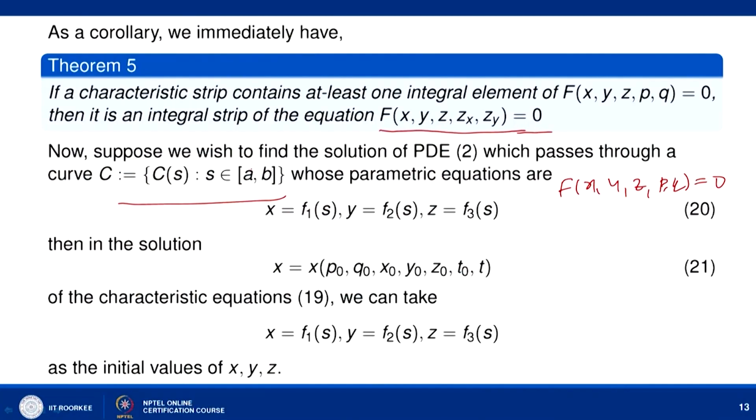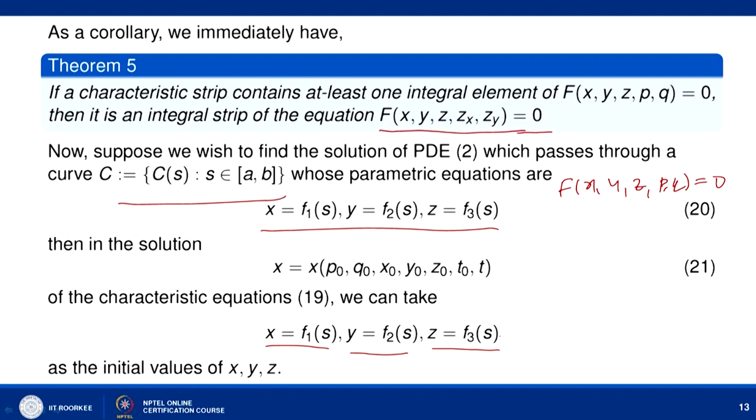Now, s is lying in some interval, let us say the closed interval [a, b], and C can be characterized by the parametric representation x equal to f1(s), y equal to f2(s), z equal to f3(s). So, in a solution like this, we have x, y, z, p, q, with x naught, y naught, z naught, t naught and t. Of the characteristic equations, we can take x equal to f1(s), y equal to f2(s), z equal to f3(s) as the initial values of x, y, z.